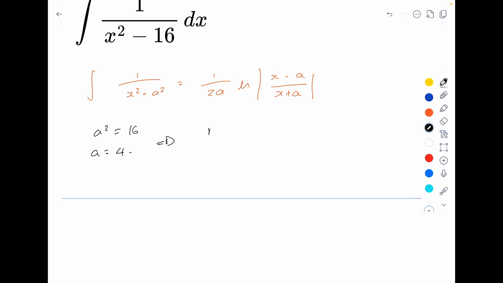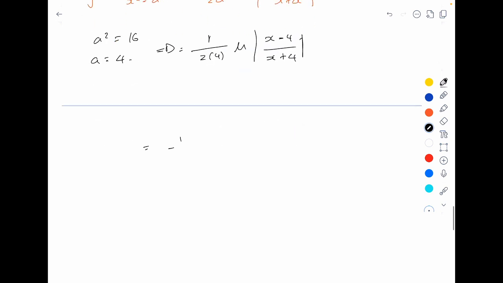So therefore here what I get is 1 over 2 times 4 ln of x minus 4 over x plus 4. Okay, so the answer is going to equal 1 over 8 ln of x minus 4 over x plus 4 plus c.